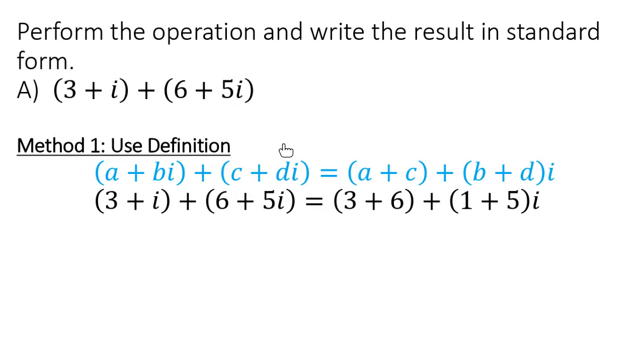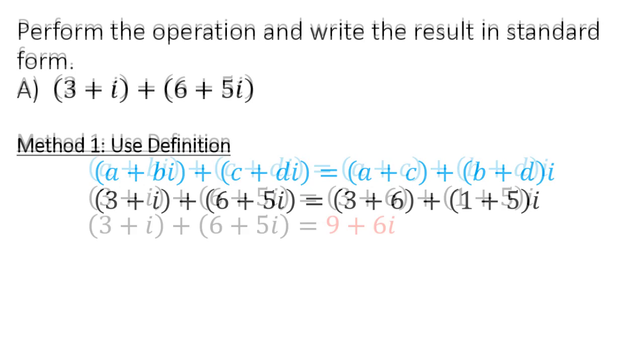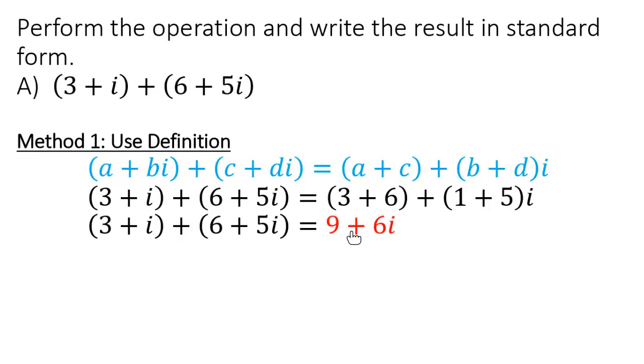I have two methods, so I'll show you both because I think the second method comes more natural than the first method. I feel like the first method you have to memorize what do I add first and stuff like that. But if we go with the definition here, we would add the real parts, so that's the 3 and the 6, 3 plus 6, and then the imaginary parts, which is a 1 because there's a 1 in front of the i, plus the 5, and so we end up with 9 plus 6i.